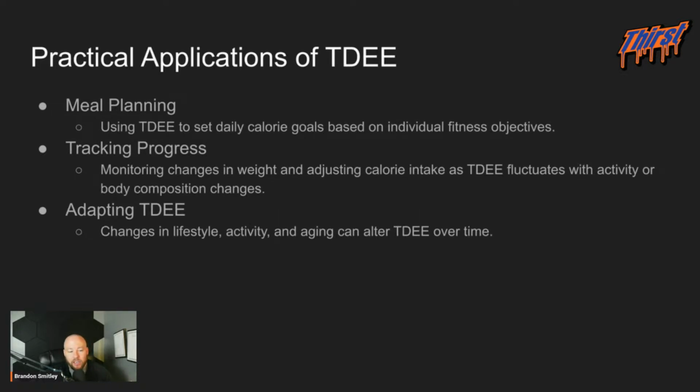So practical applications of total daily energy expenditure. We've got meal planning. So you can use your total daily energy expenditure to set daily calorie goals based on your individual fitness objectives. So meal planning is a good way to have a structured plan to what you want to do. I'm not very pro meal planning in terms of like counting every single calorie of every single meal, doing the same stuff 5 meals, 7 days a week. That is very, very regimented. That's very bodybuilding-esque. That's not realistic for the average person.